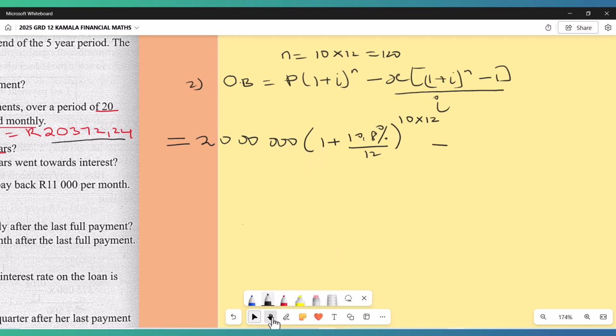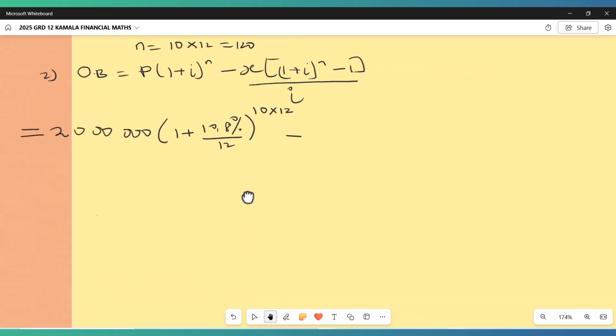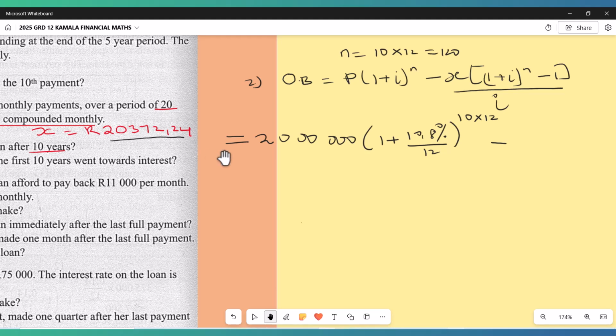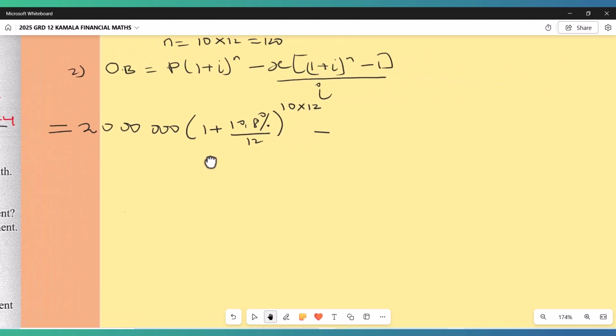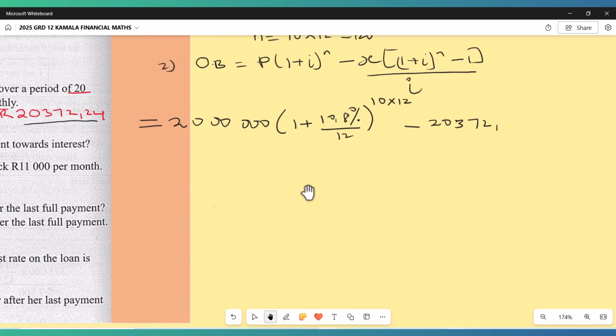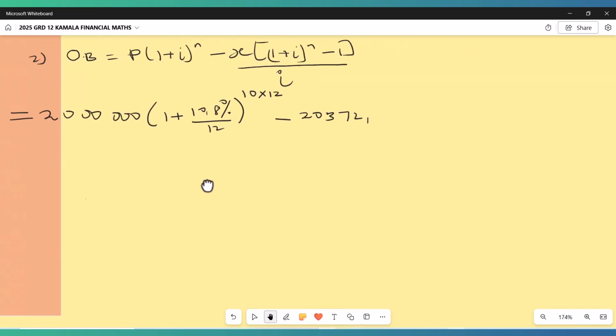Here we are going to write now. Remember that every month end he is paying some money. How much is that? That is 20,372.24. Then we open the formula here, open brackets.